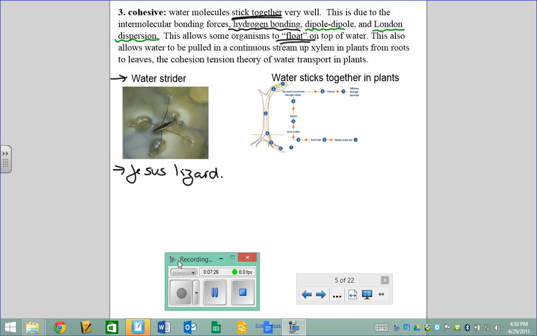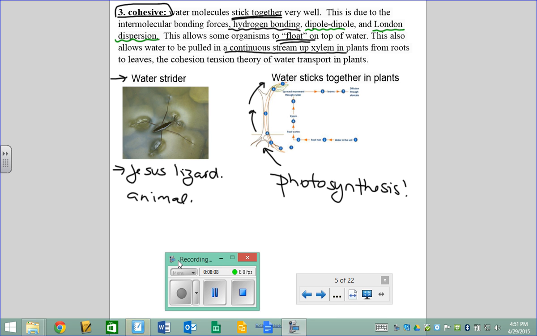The other thing, so this would be animal examples. Other examples might have to do with plants. We know that water is moving in a continuous stream through a plant. It moves up through the roots, through the xylem, up to the leaf where it's either used for photosynthesis or where it evaporates via transpiration. But water is always pulled in a continuous stream up the xylem in plants because of this cohesive property. So that means plants have a continual supply of water for photosynthesis, which we know is the beginning of most food chains on the planet.